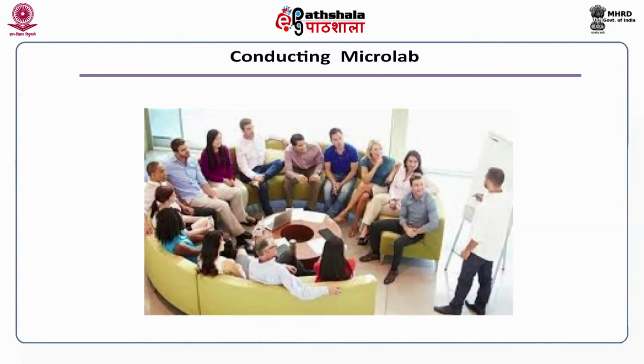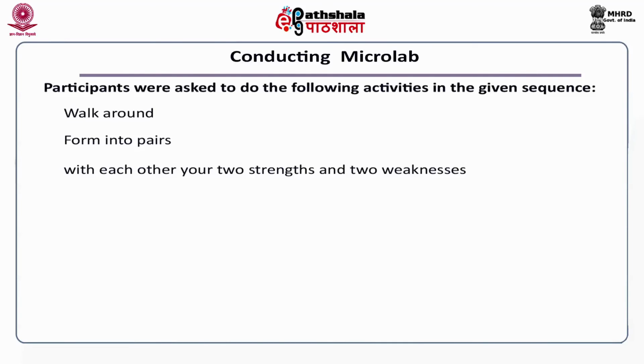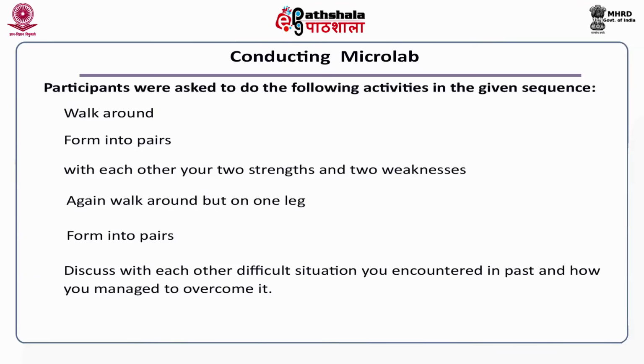Conducting a microlab. Participants can be asked to do the following activities in sequence: walk around, form into pairs, share with each other two strengths and two weaknesses. Once they have shared their strengths and weaknesses, they can again walk around, maybe on one leg. Again they can be asked to form into pairs, and then discuss with each other a difficult situation they encountered in the past and how they managed to overcome it.